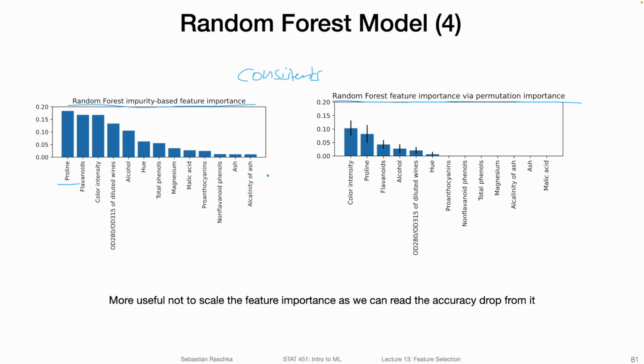We see, for example, proline is top 1 here, and here proline is top 2. Color intensity is top 1 here, and color intensity is top 3 here. However, if we look at, let's say, the top 6 most important features, the features that have some value here in the permutation importance, we can see that these are relatively consistent with the impurity-based feature importances. So these 6, if I see that correctly, are the same. The order within the 6 is slightly different, but overall these 6 are also represented here as the top 6.